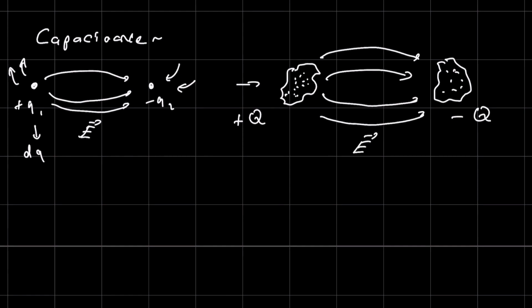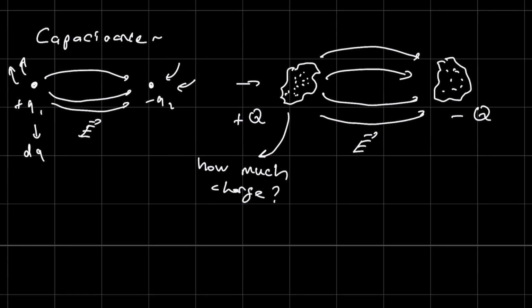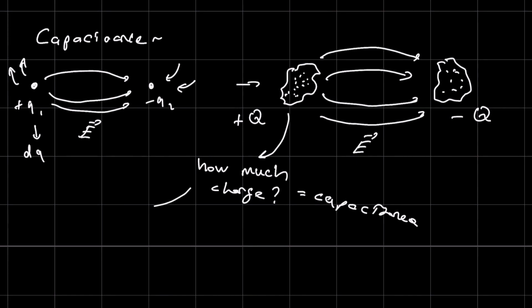At this point, we can ask, how much charge does this object actually hold? The answer is capacitance. It's like the capacity of the object. Formally, capacitance is defined as charge divided by potential difference. And the potential difference is actually joule per coulomb.